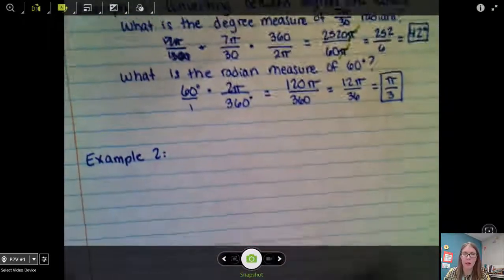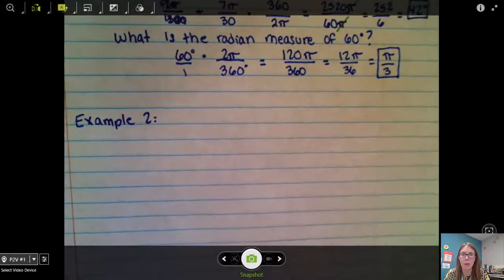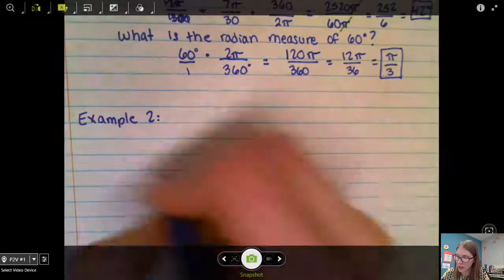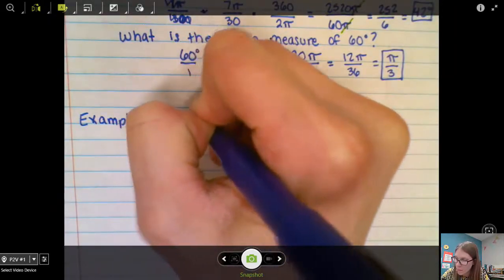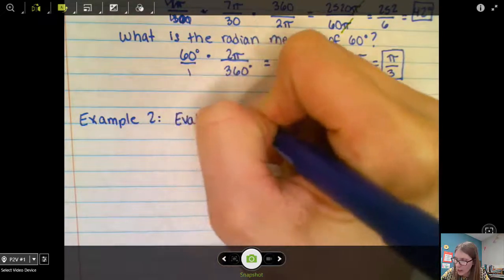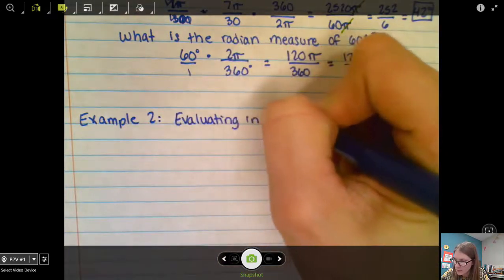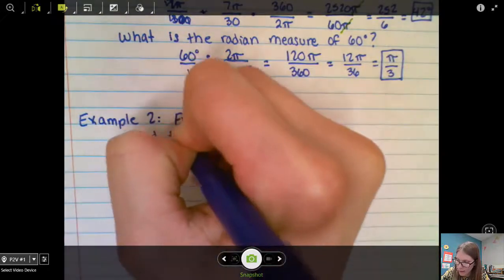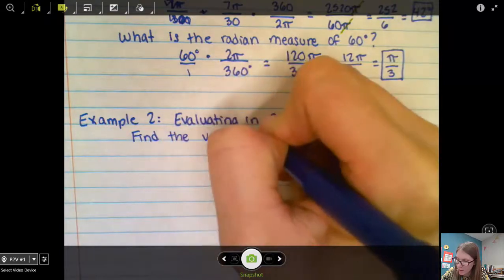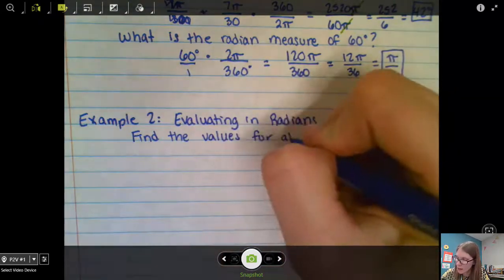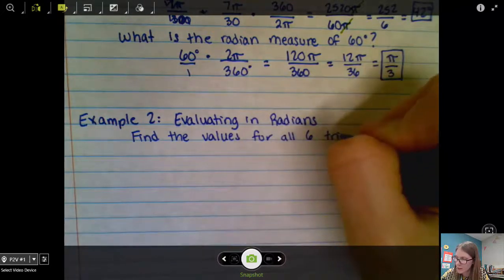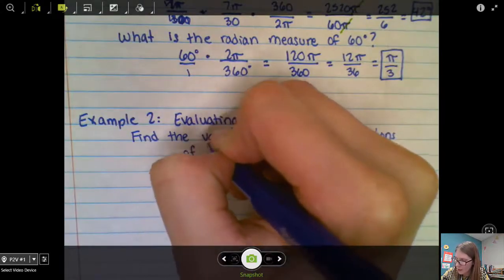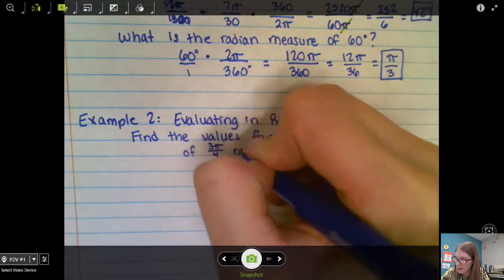The other big thing that we are going to do with radians is to evaluate those different trig functions if our angle measure is given to us in radians. So that's what we are going to see in example 2, evaluating in radians. My problem here, I want to find the values for all 6 trig functions of 3 pi over 4 radians.